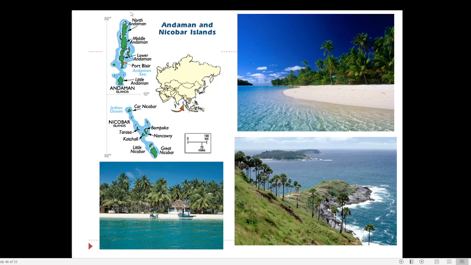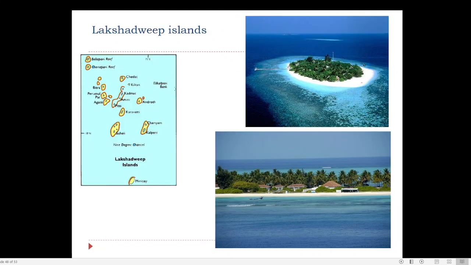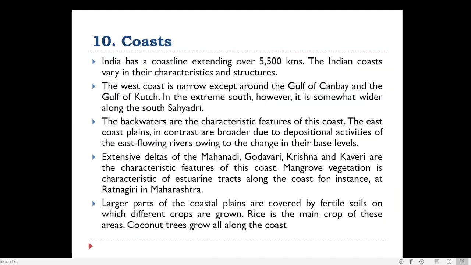Biologically, the Andaman and Nicobar Islands are important because many rare types of plants are there, and many different types of animals, especially invertebrates, insects, spiders, etc. So these are the Lakshadweep Islands. Lakshadweep Islands are also very beautiful to see. If you are going there by flight, you can see the beauty of this island.